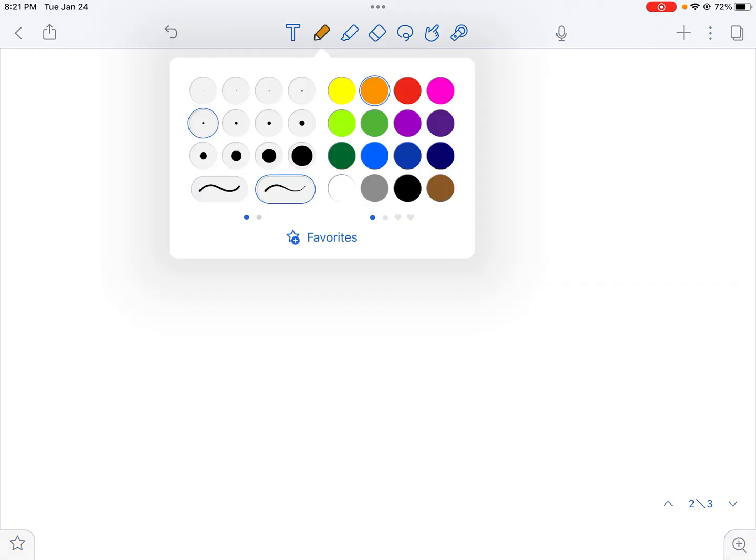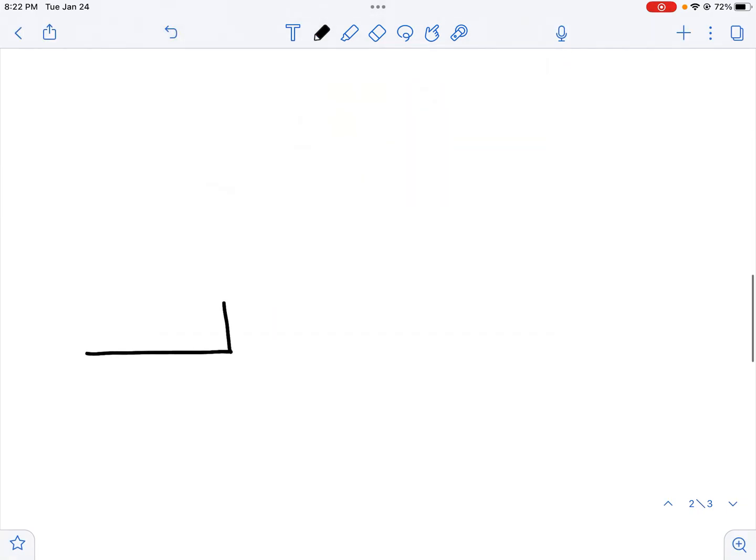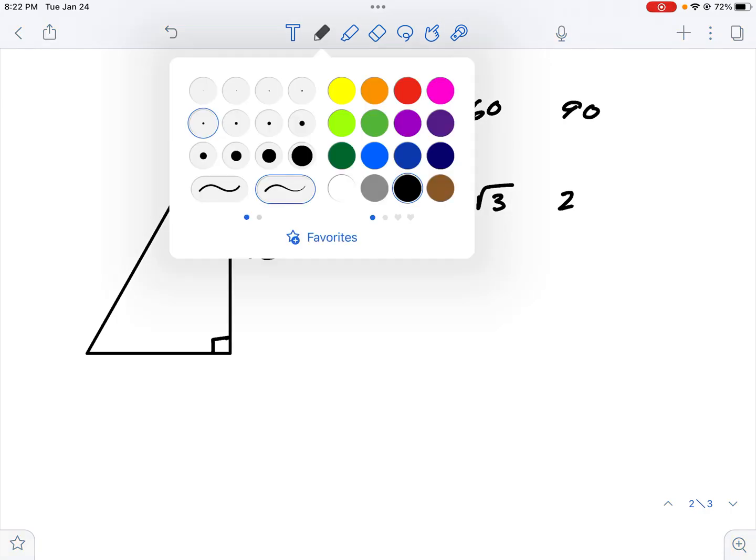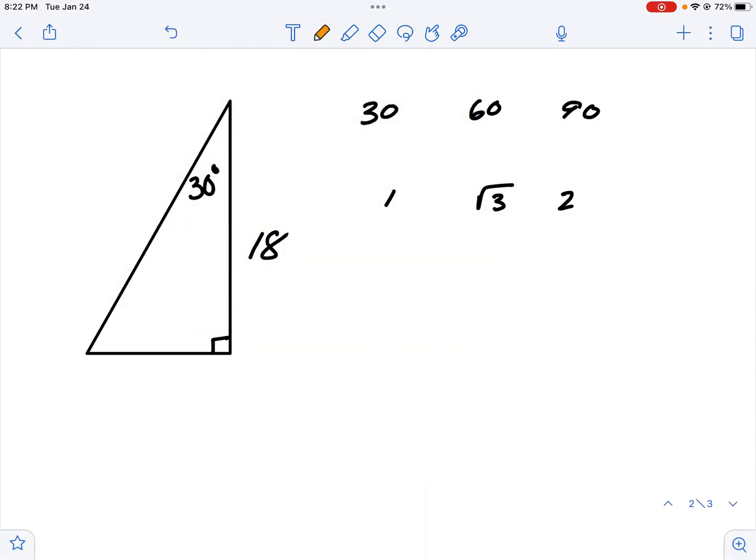So, if they give you a triangle, and they tell you this is 18, then you're going to go, I have 30, 60, 90. The relationship is 1, radical 3, 2. Across from the 60-degree angle is the number 18. So this is the number 18.